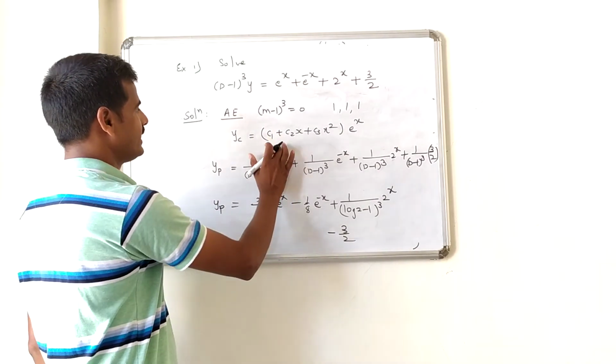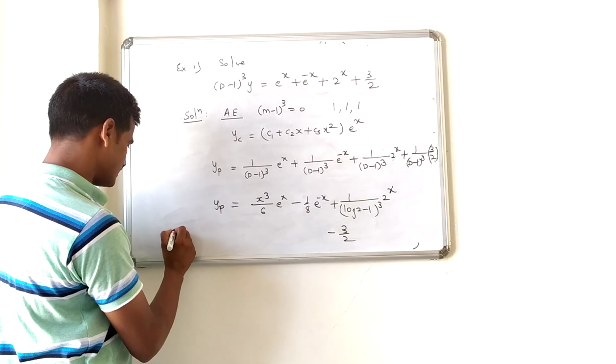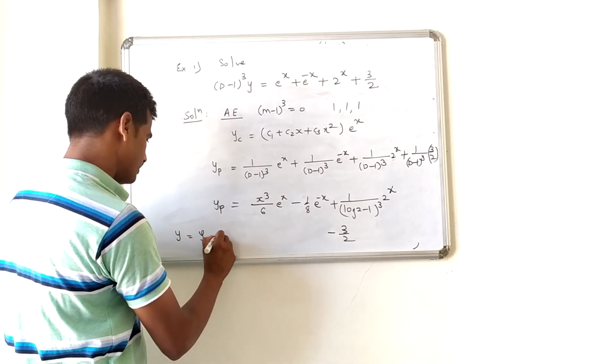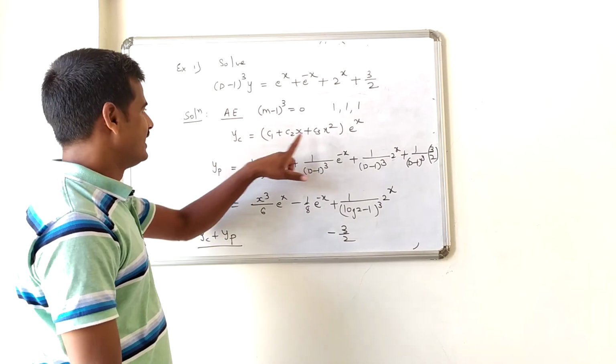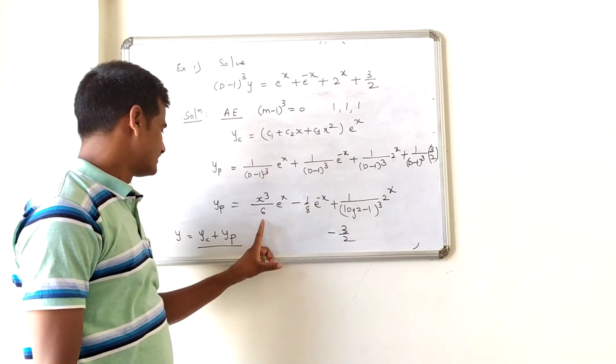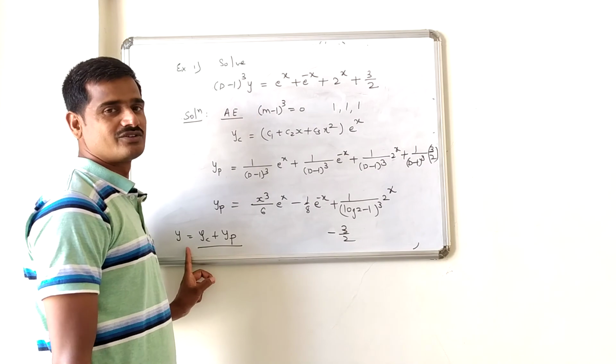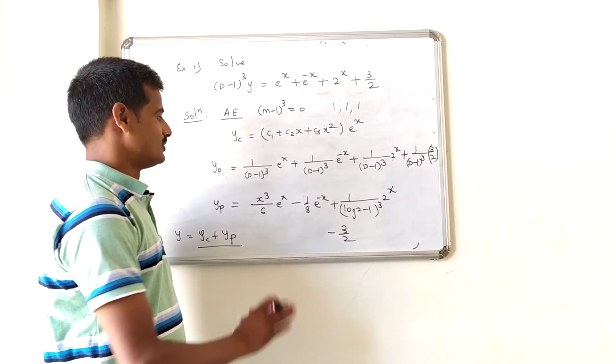And finally you write the complete solution or general solution is equal to complementary function plus particular integral. So at last, addition of this plus this gives the complete solution or general solution. So thank you.